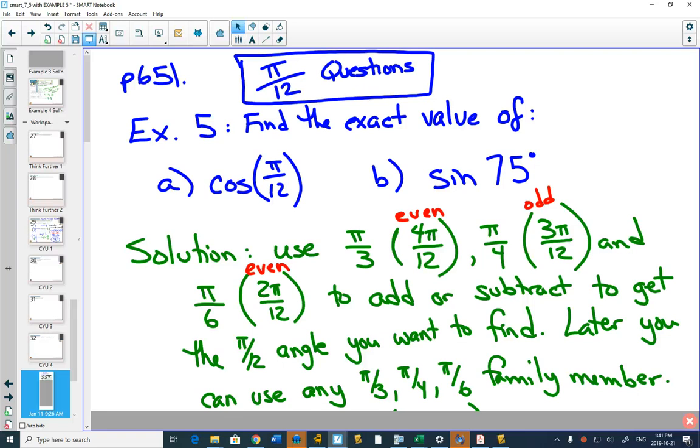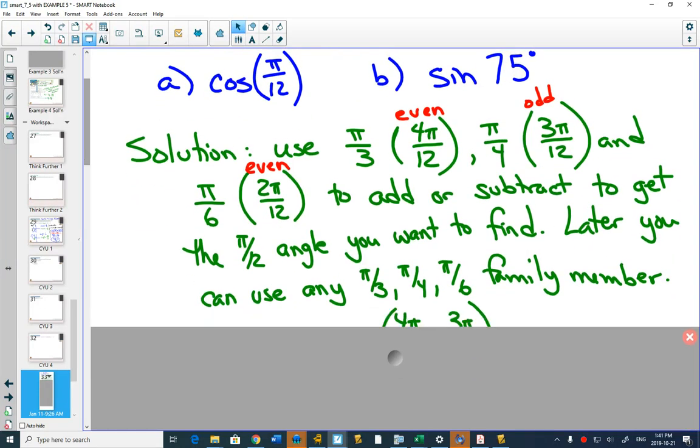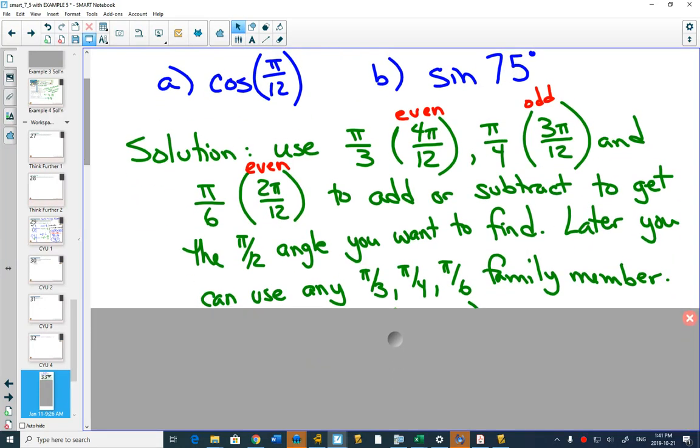Now, you're not restricted to only use those first three. You can use any family member that you like. The red stuff that I have written in there, we'll look at a little bit later. But once we change each of those to 4 pi over 12, 3 pi over 12, and 2 pi over 12, can you see a way that you could add or subtract to get 1 pi over 12 using two of them?